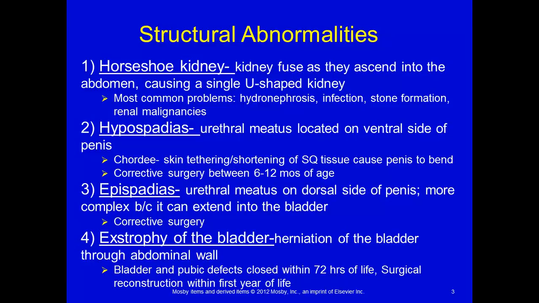So normally when the embryo or the fetus is growing, the kidneys grow up out of the abdominal cavity and find their places in the correct anatomical spot, they pull apart, right, and become two kidneys. Well, in a horseshoe kidney, the kidneys fuse as they ascend into the abdomen. So they actually come together and cause a single U-shaped kidney in that lower flank, lower back area.